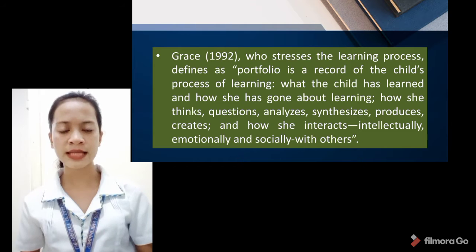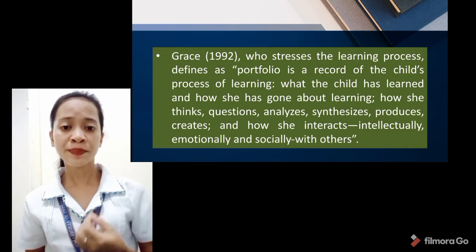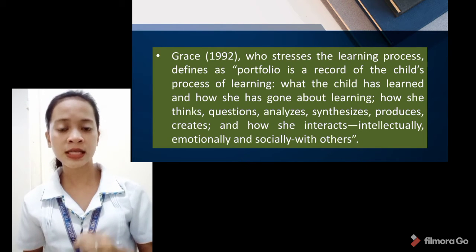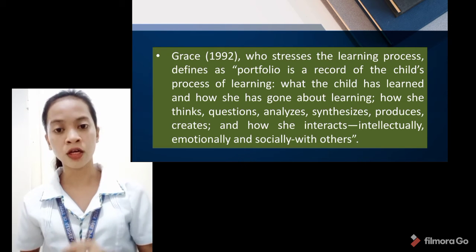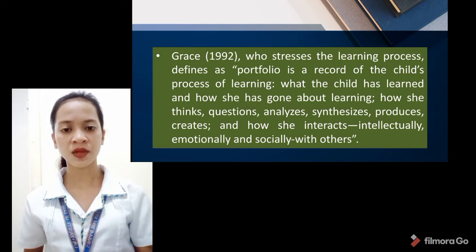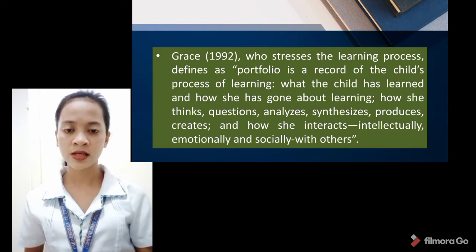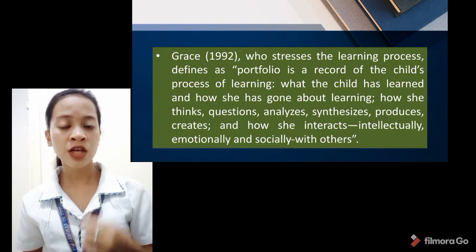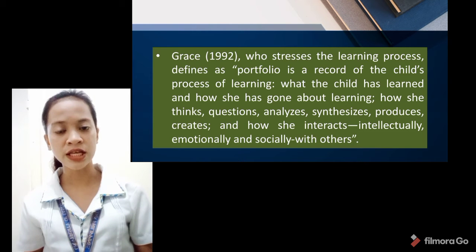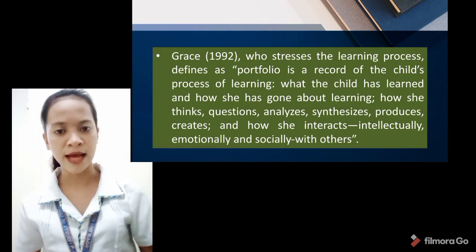Then another researcher that defines portfolio is Grace 1992. Grace stresses the learning process. So, she defines portfolio as a record of the child's process of learning, what the child has learned, and how she has gone about learning, how the child thinks, questions, analyzes, produces, synthesizes, creates, and how she interacts intellectually, emotionally, and socially with others. That was according to Grace 1992.